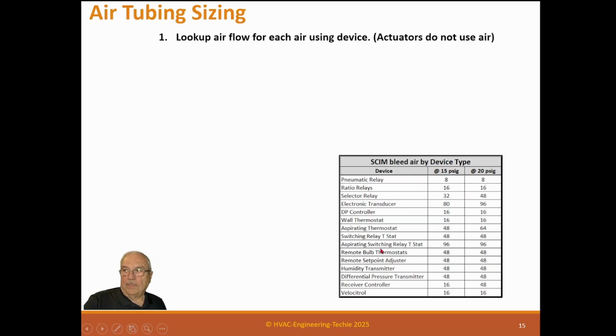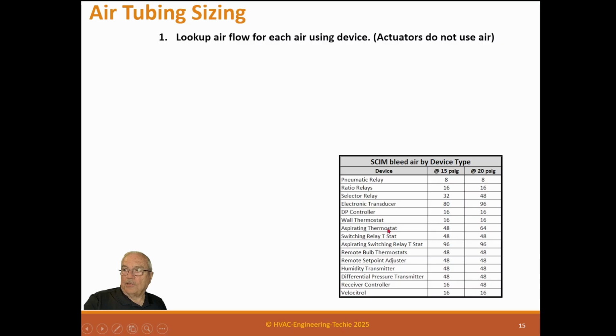And this is a typical list of control manufacturers' products and their leakage rate. What air do they use? Here it is at 15 psi, here it is at 20 psi, depending on what psi you're supplying that device. So: pneumatic relays, ratio relays, selection relay, electronic transducer, DP controller, differential pressure control, wall thermostat, aspirating thermostat. A wall thermostat at 15 psi will use 16 SCIMS, which is per minute, and if it's at 20 psi, it still uses 16 SCIMS.